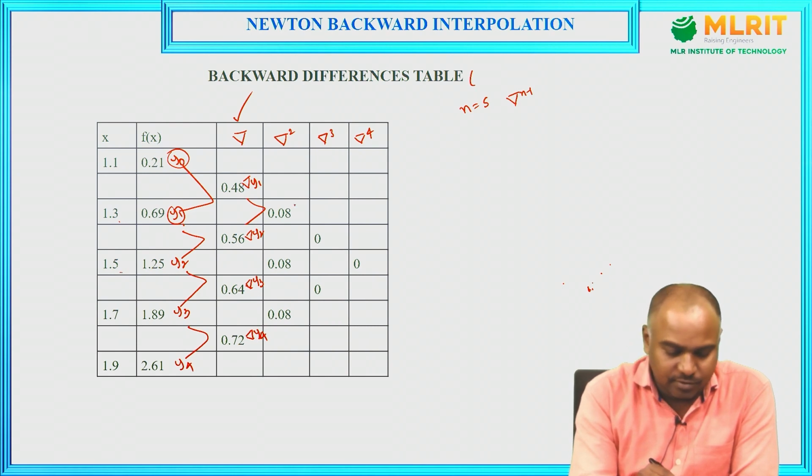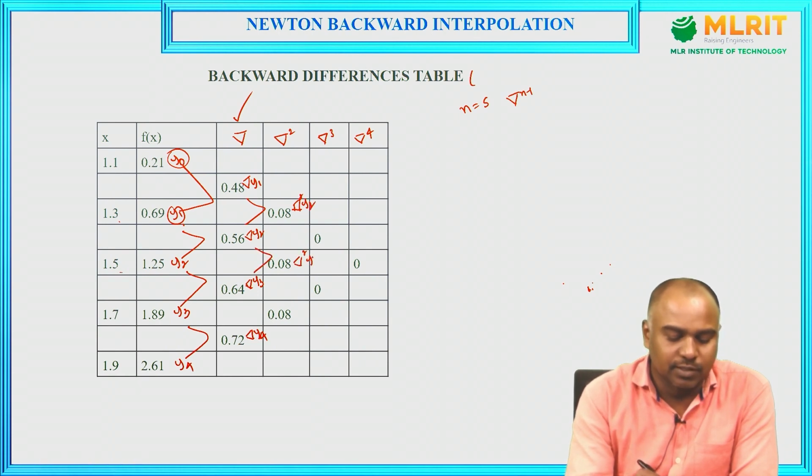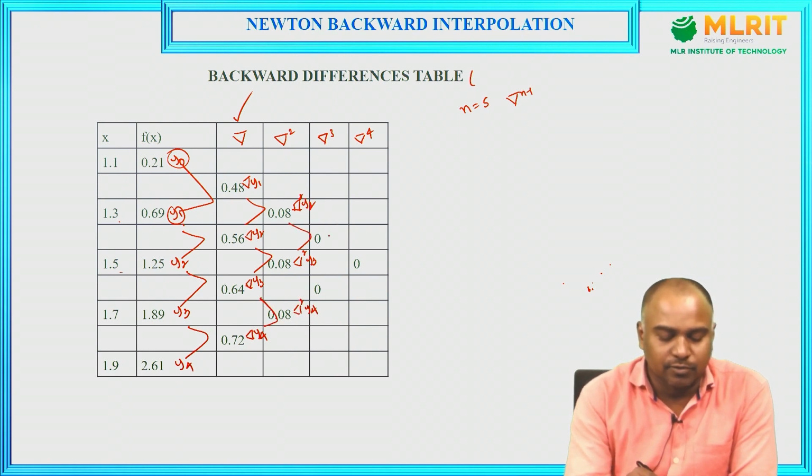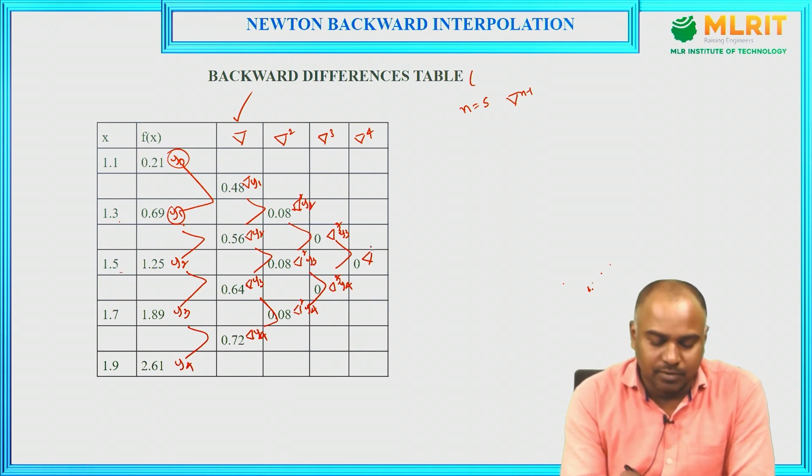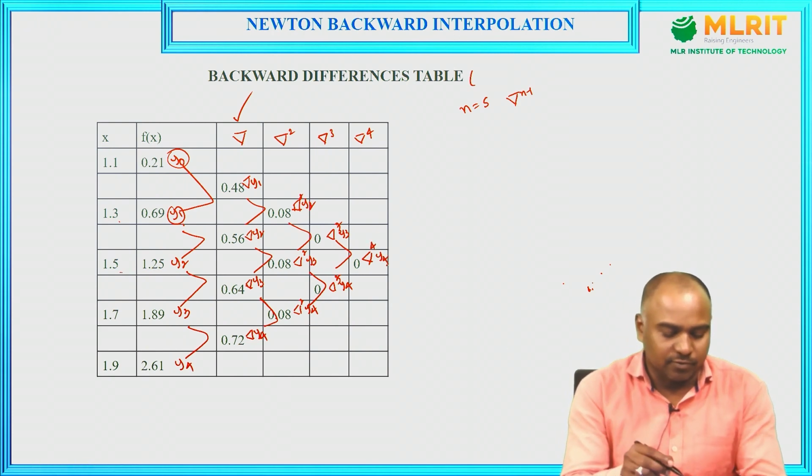Difference of these, we are going to get nabla square y2. Difference of these two, nabla square y3. Difference of these two, nabla square y4. Difference of these two again, nabla square y3, and nabla square y4. Difference of these three, so nabla cube y3, nabla cube y4, nabla power 4 y4.